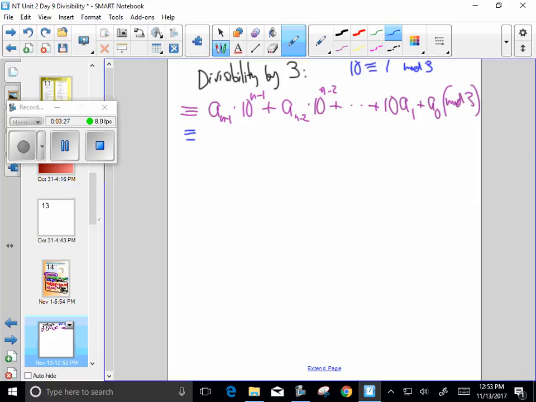So wherever we see a 10, we can change it into a what? A 1. And 1 to the anything is 1. So this is going to be a of n minus 1 times 1 plus a of n minus 2 times 1 all the way to a1 plus a0 mod 3. What is this saying?